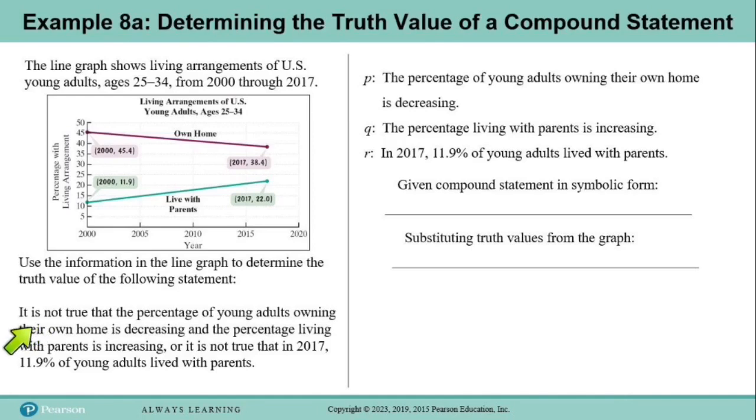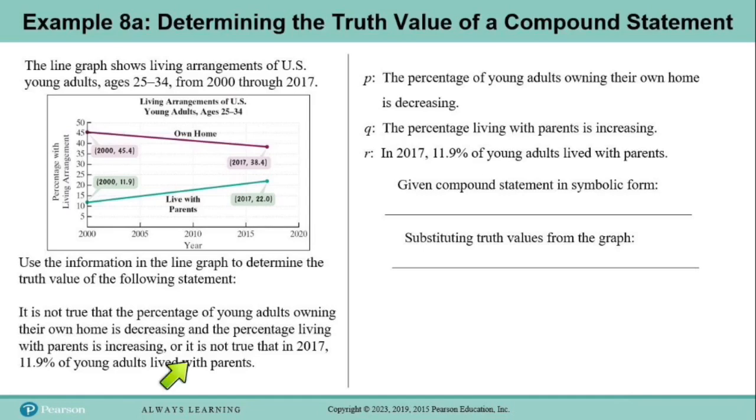So notice right here it starts with, it is not true that. So I'm going to let that represent a not in just a minute. But I want my statement to be actually the percentage of young adults owning their own home is decreasing. So I've got that right here. The percentage of young adults owning their own home is decreasing. And I have labeled that statement P. So make sure on your notes that you call this statement P. And then the next part of the large statement is the percentage living with parents is increasing. So I've got that statement here, and I've called that Q.